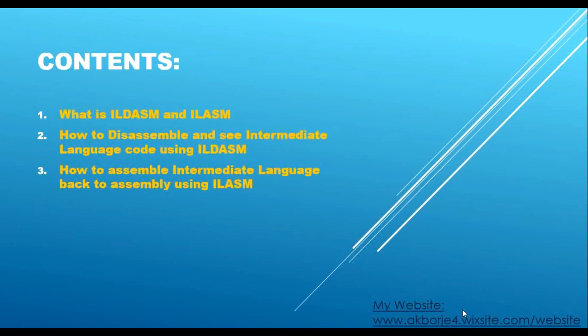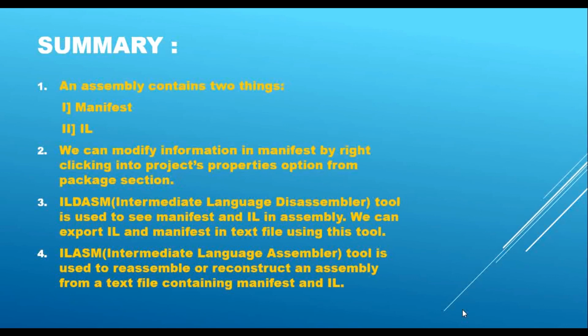So now let's see the summary. An assembly contains two things, that is the manifest and IL, that is intermediate language code, that I have explained. We can modify information in the manifest by right clicking on the project's properties option from the package section. That's what I have just shown you, how we can alter the assembly version information as well as the file version. Again, the third point is ILDASM, the intermediate language disassembly tool, which is used to see the manifest and IL. We can export that IL and manifest to a text file using this tool.